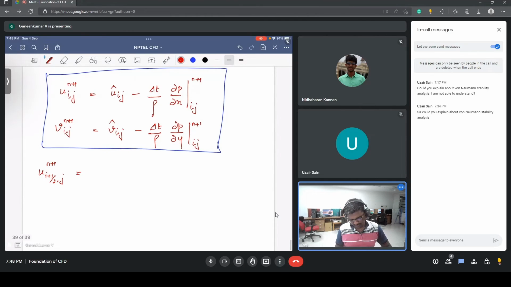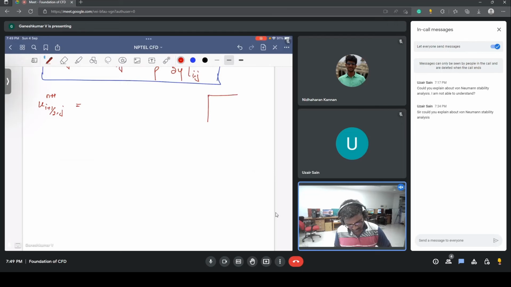So how can we write this? There is this control volume. This is i comma j. This is i plus half comma j, right? And there is another control volume. Maybe I will write it a little bit bigger. So would you guys like to guess? This is i plus half comma j. This is i comma j. This is i plus 1 comma j. Okay, I need a velocity at i plus half comma j. How can I write it?